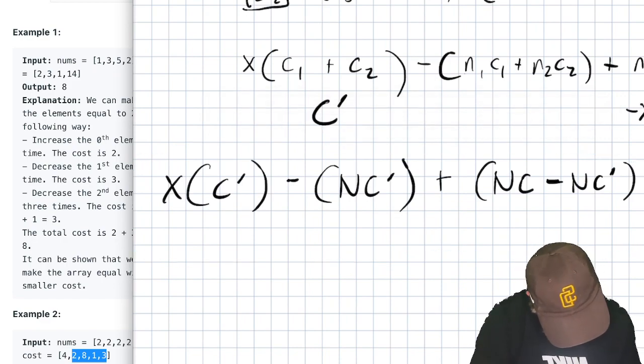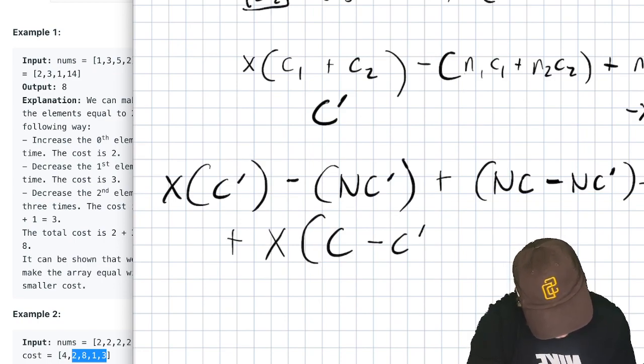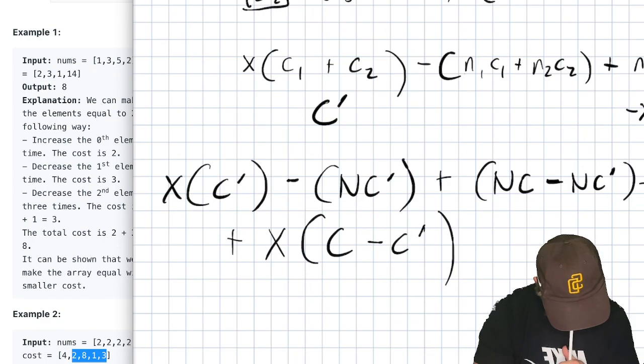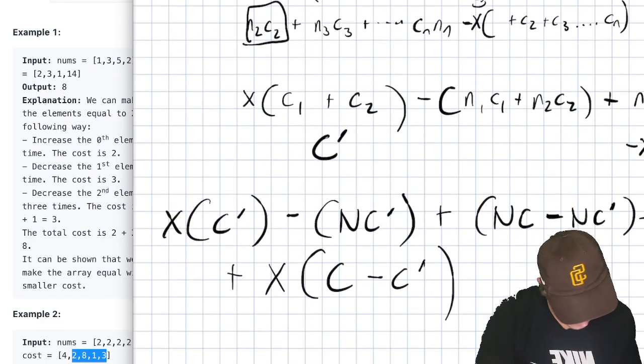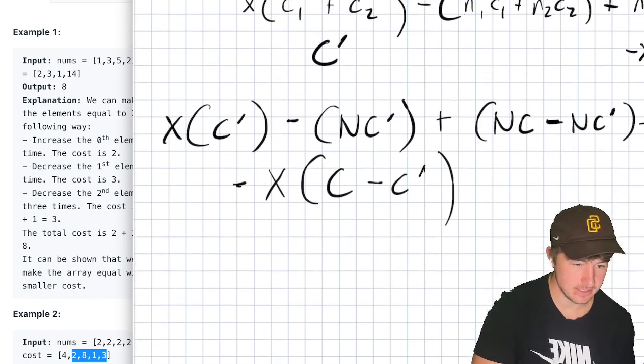And that's plus x times c minus c prime. Is that plus or minus? Minus that. Sorry. Okay. So let's do some calculations here.